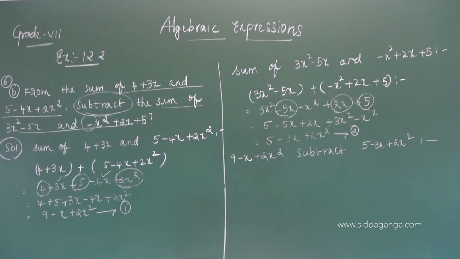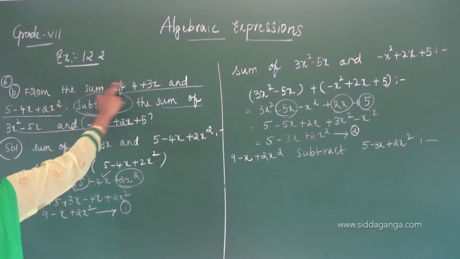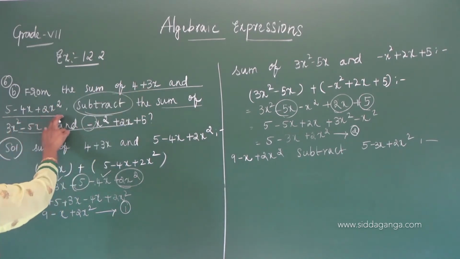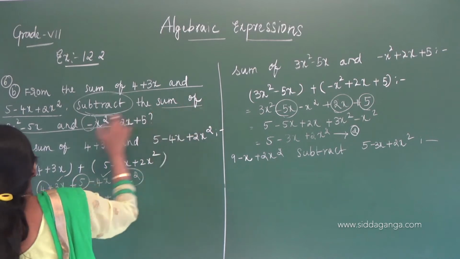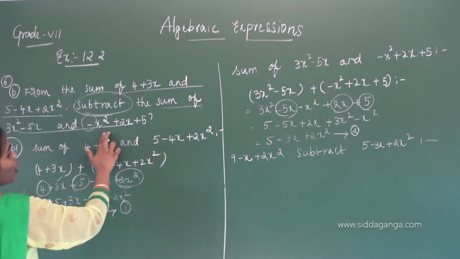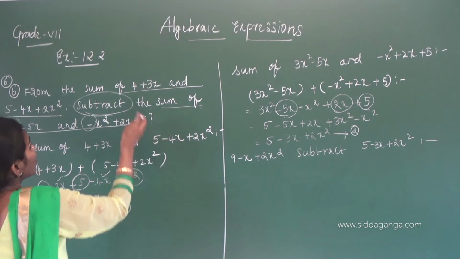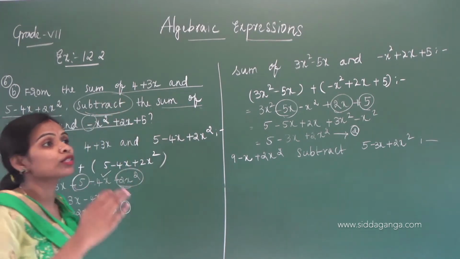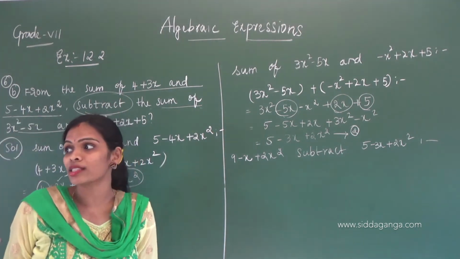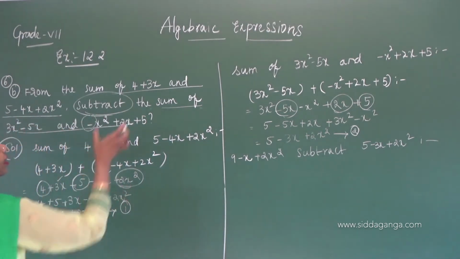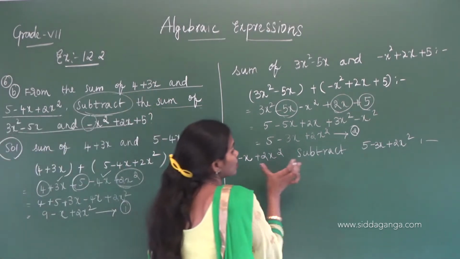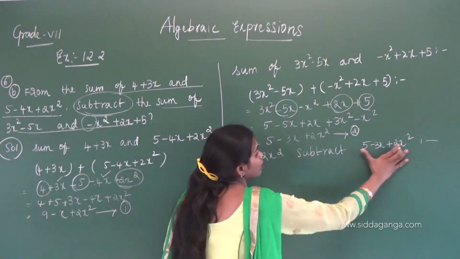You have to see the question first. From the sum of 4 plus 3x and 5 minus 4x plus 2x square, subtract the sum of 3x square minus 5x and minus 2x square plus 2x. That means they are not asking us to subtract this from this or that from that. That means we have to take the difference between these two.